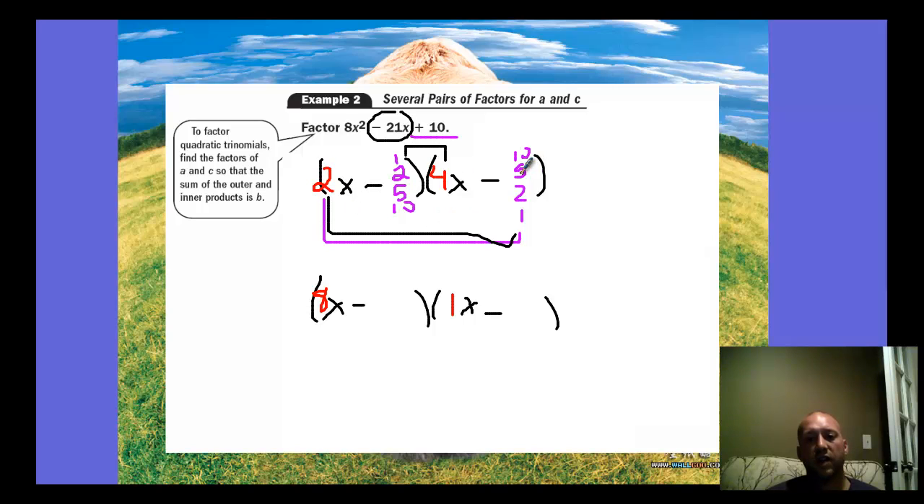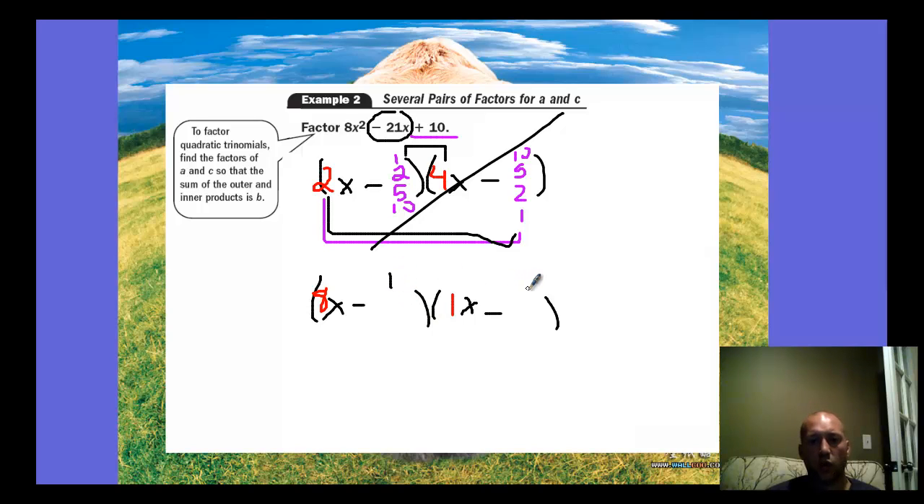2 and the negative 5 would be negative 10, 4 and 2 would be 8, so negative 18. We can get a negative 22. We did the 4 and the 5, and then the 2 and the 2. Or we can get 41. So none of these work. So now we need to go to the 8x and 1x.